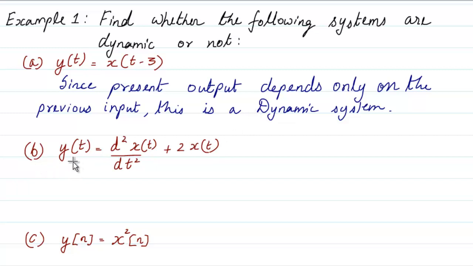Next, look at the second problem. y of t is d square by dt square of x of t, that means a double differentiation of x of t, plus 2 times x of t. Now when people generally look at this, they feel that since it is x of t on both sides, it depends only on the present value of the signal.